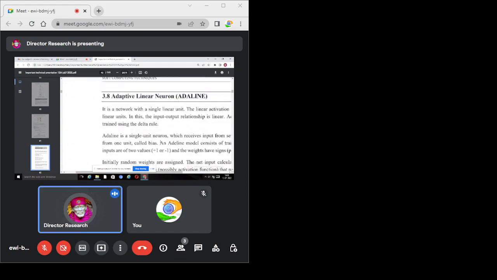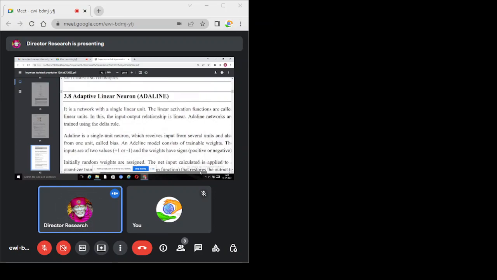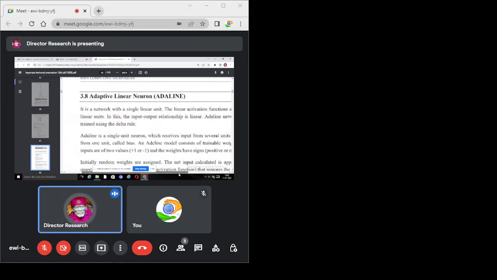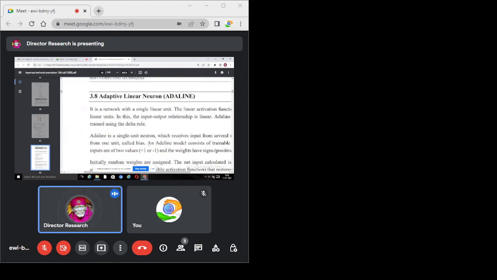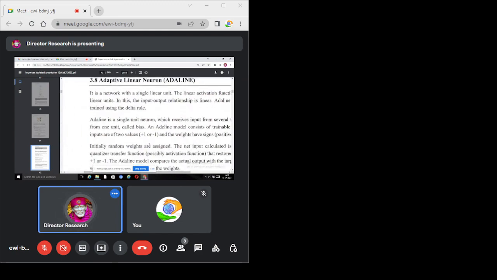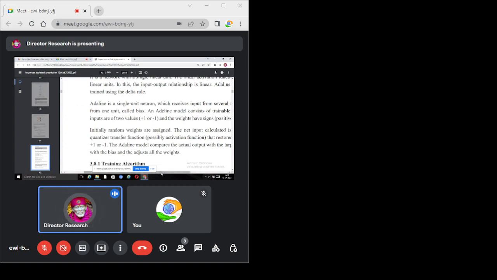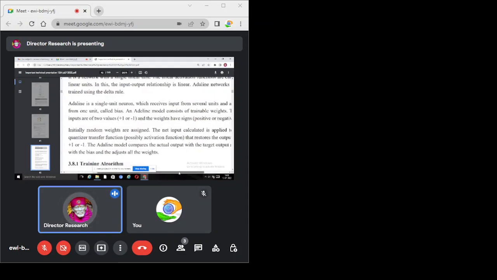Adaptive linear neuron, Adaline. It's a neuron with a single linear unit. The linear activation function is called a linear unit. In this, the input-output relationship is linear. The adaptive networks are trained using the delta rule. Adaline is a single unit neuron which receives input from several units and also from one unit called bias.